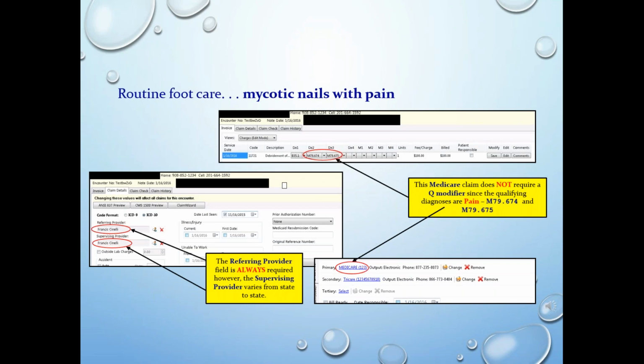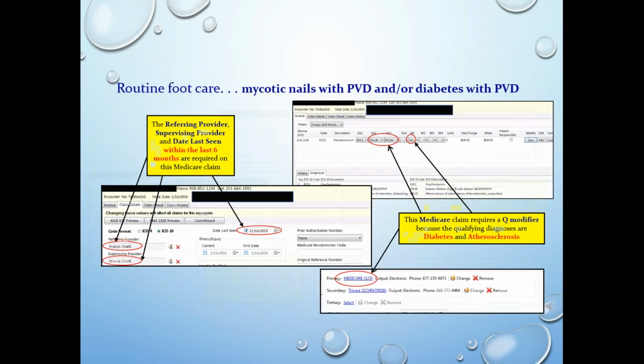Just to get a quick look at what some of the screens would look like within TRAKnet, if we focus on the upper image, Medicare doesn't require that Q modifier because for that mycotic nail care claim, you'll have B35.1, but your secondary and tertiary diagnoses are both for pain. It's always required to have the referring provider on the claim details screen within TRAKnet. However, depending on whatever state you're in, the supervising provider, I can't tell you whether or not that is the same person or if it's necessary based on the policy within your state. But Medicare, you could see, is the insurance carrier on this claim, and the guidelines here that would allow for pain as a secondary diagnosis to mycotic nail care.